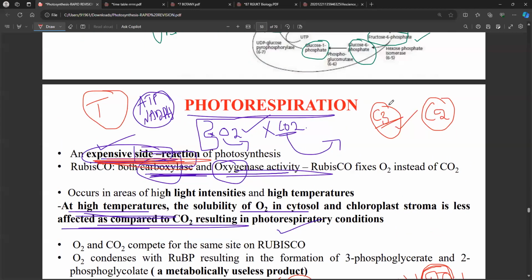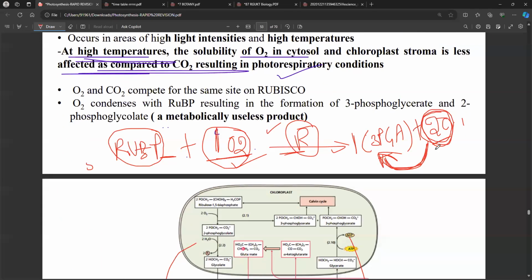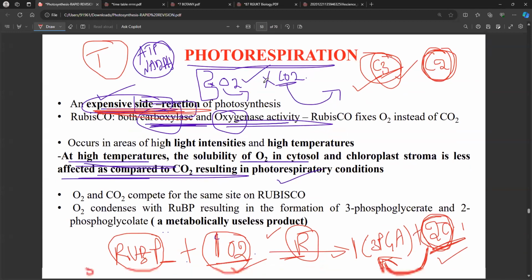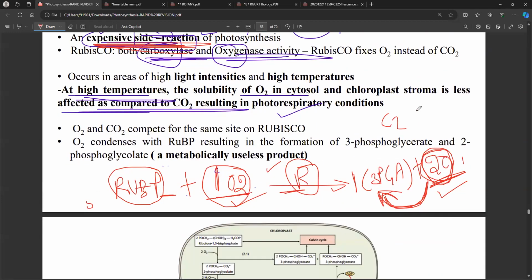Why did we use the word C3 pathway? Because the stable or intermediary product is 3 carbon. Why did I use the word C2 pathway? Here, I don't use the word stable product. Here, the end product produced in photorespiration is the 2 carbon. That's why, friends, photorespiration is also called the C2 cycle. The 2-phosphoglycolate is a 2 carbon compound, right? That's why we call it the C2 cycle. No need to get confused.